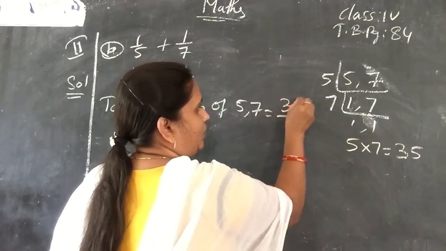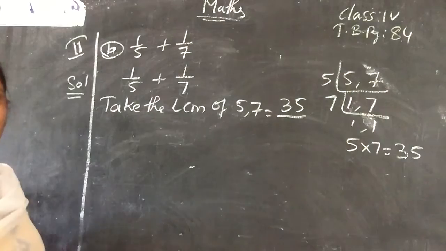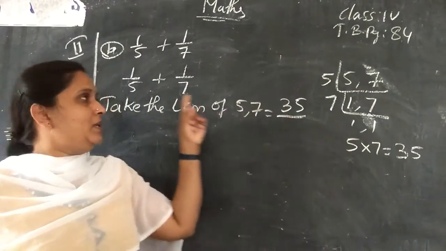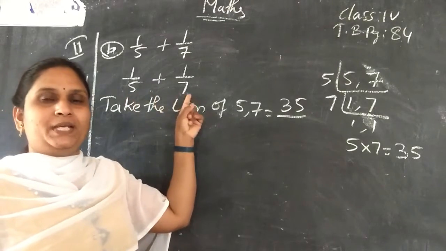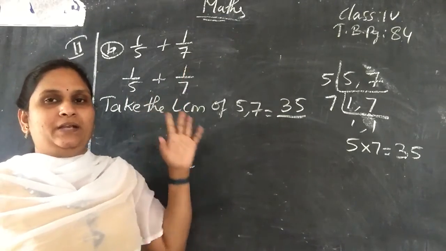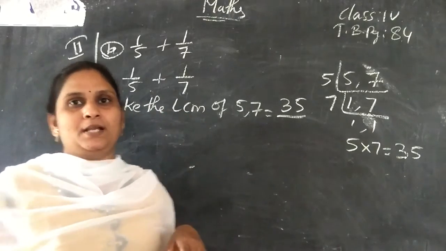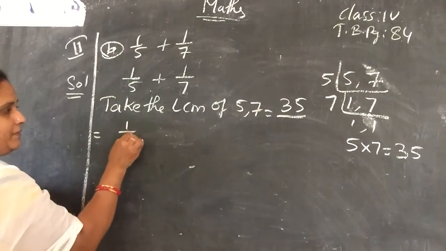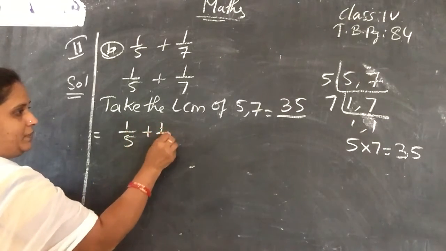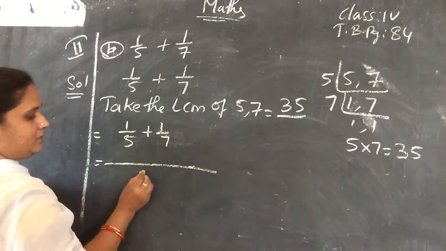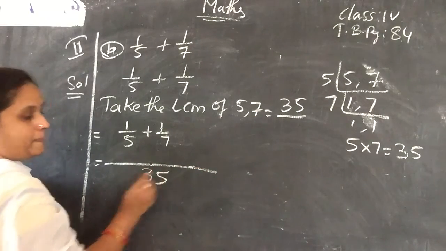So what denominator do we get here? 35. Now this LCM 35, how many times will it divide both the denominators? With that, you have to multiply the numerator, and finally we have to add those answers. Okay, now write down 1 by 5 plus 1 by 7 is equal to, what denominator did we get, children? 35. So write 35.